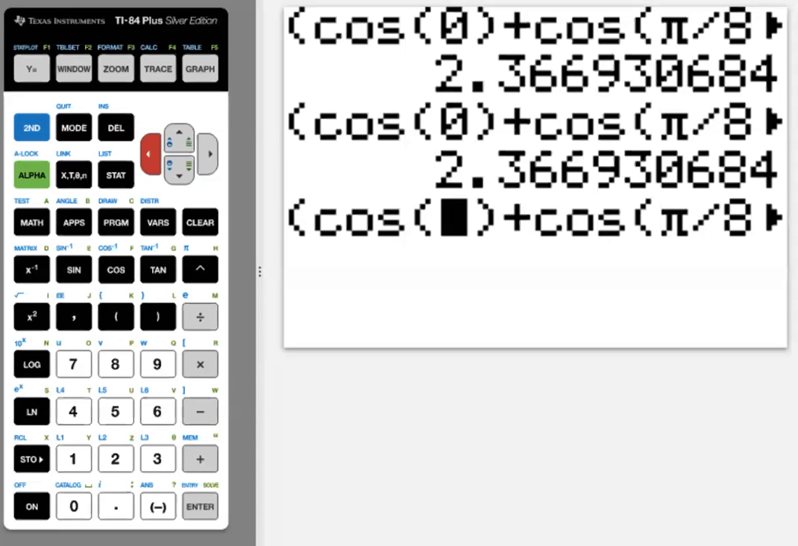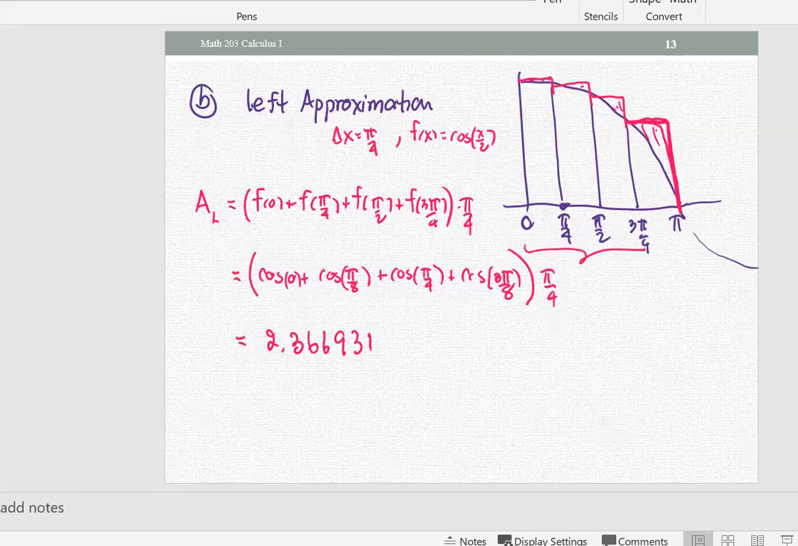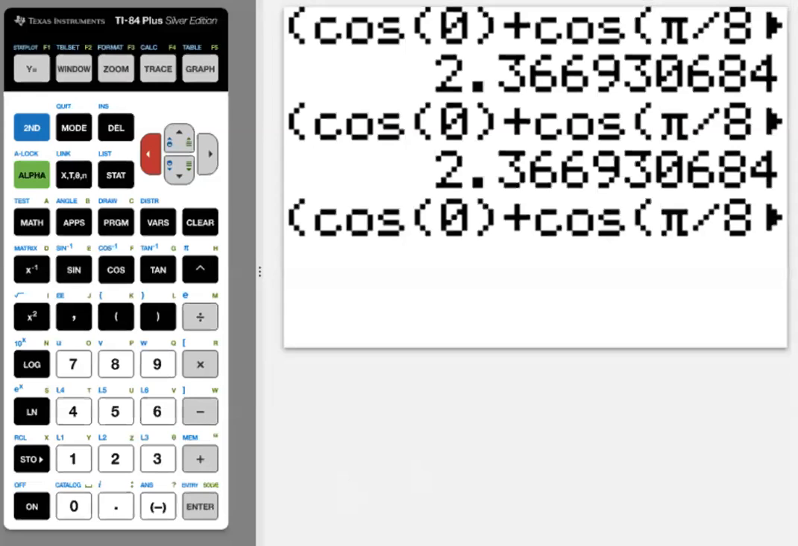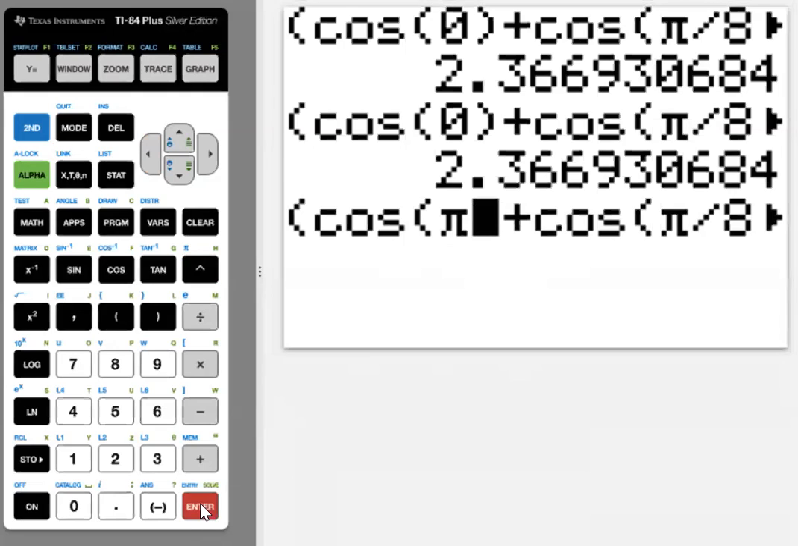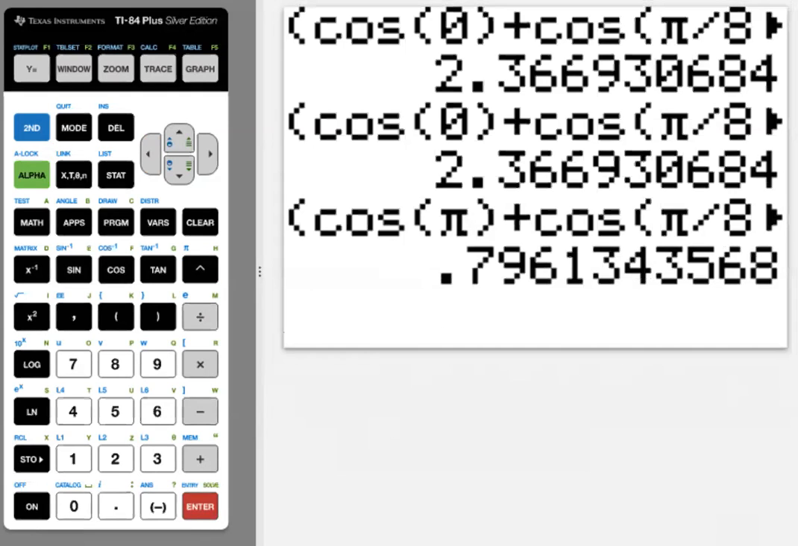So I'm going to use my mouse. Oops, wrong one. Where did it go? So replace the point 0 here with the value pi, which is the last endpoint. And then enter and see the number that comes out. Did I miss anything? Let me see the cosine. Oh, it has to be pi divided by 2, because the function is the cosine of x over 2 and x is pi. So I made a mistake.